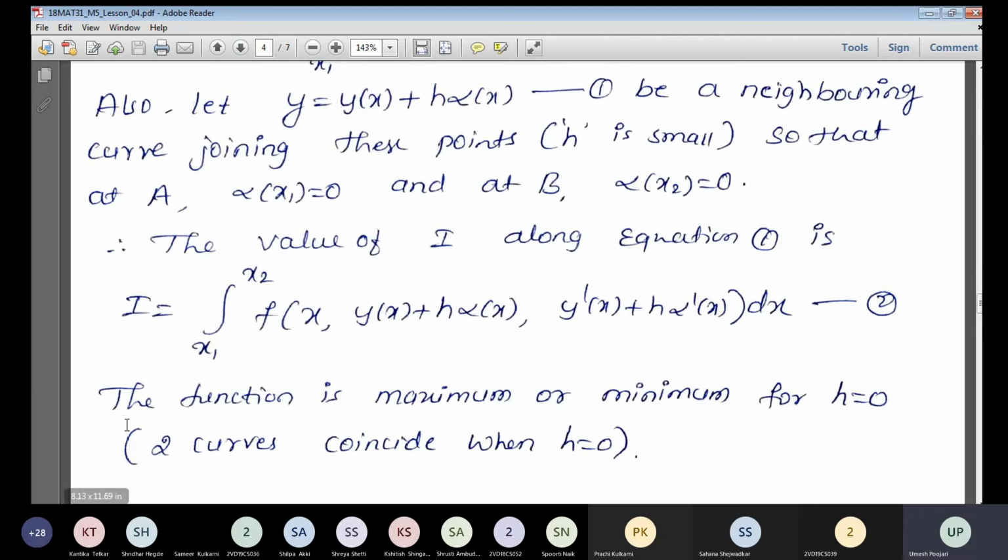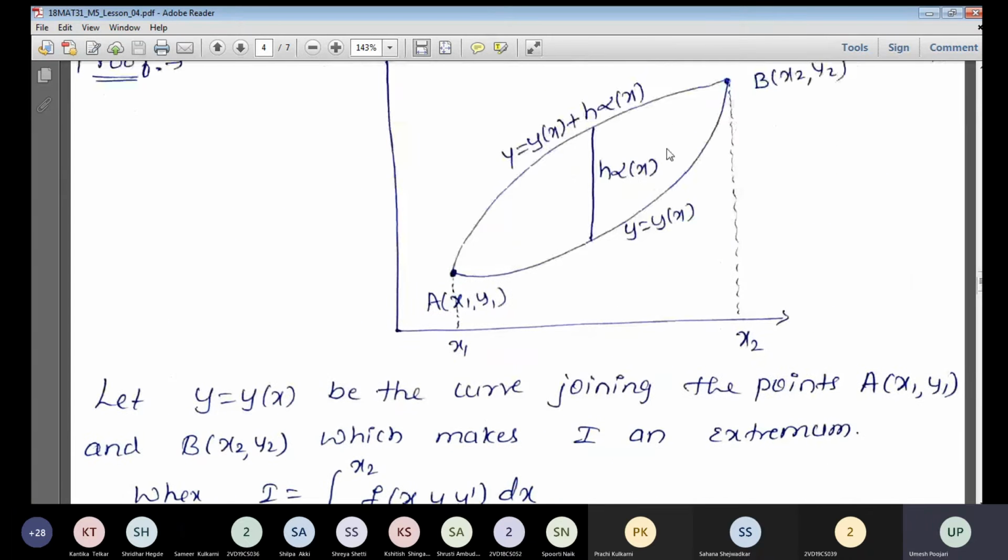Now you can say that the function is minimum or maximum for h equal to 0, because this integral I will be extremum for the value h equal to 0. Why h equal to 0? Because this h into alpha of x is the distance between these two. Alpha of x is some function of x, so this distance depends on the value h. H is some small value. So these two curves coincide with each other when h equal to 0.